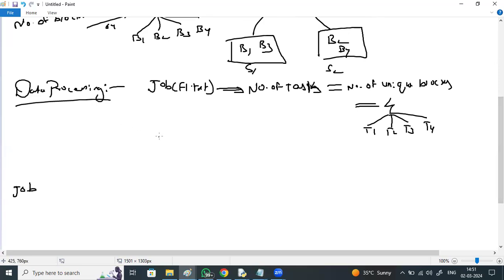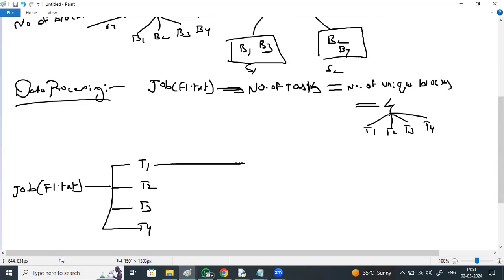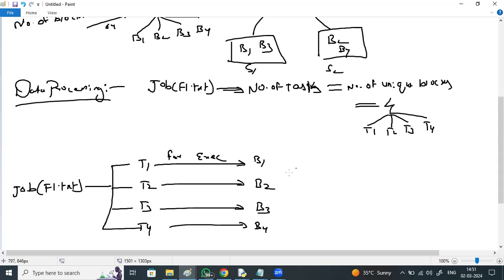Job to process f1.txt. Into how many tasks? T1, T2, T3, T4. T1 is for executing B1. T2 is for executing B2. T3 for B3. T4 for B4. Who should execute this T1 task?